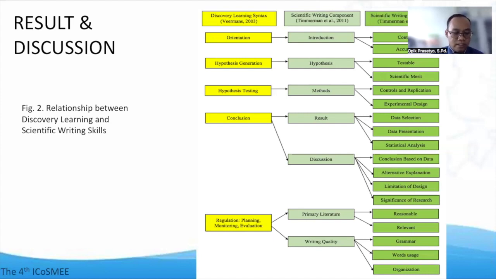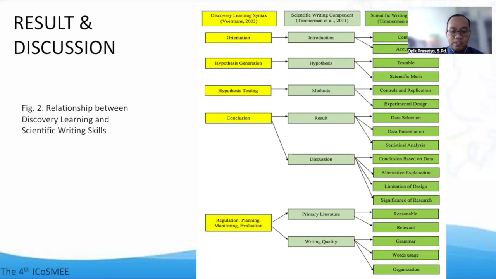The third one is hypothesis testing. In this step, the student must design and carry out the experiment that tests the hypothesis, collect data from the experiment, and interpret the result. This learning activity supports the student in writing experimental methods. The criteria for the scientific writing skill in developing good experimental methods are determining the appropriate variables and appropriate experimental design that can test the hypothesis.